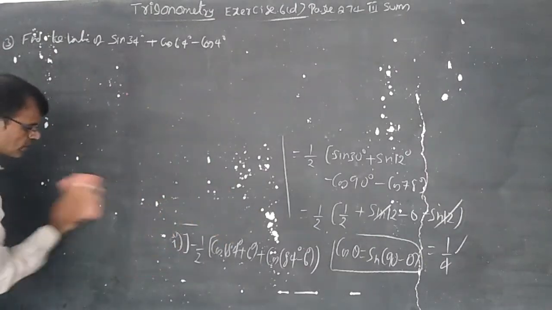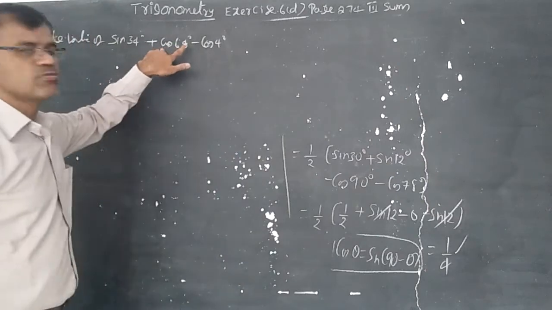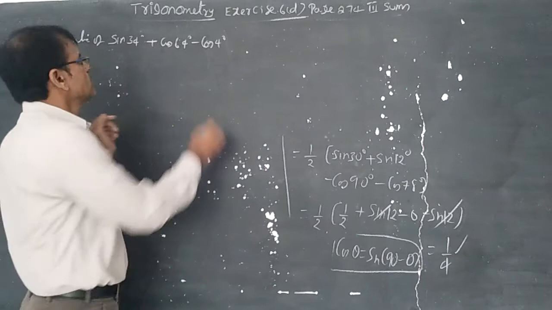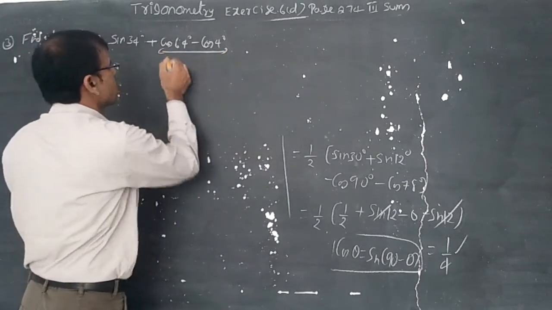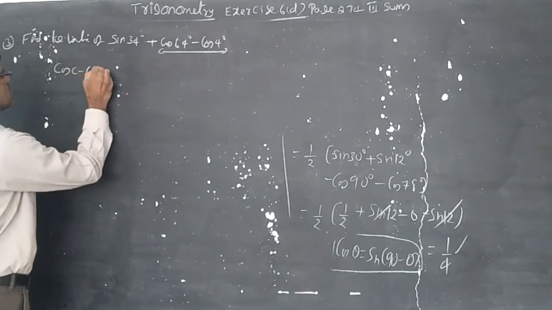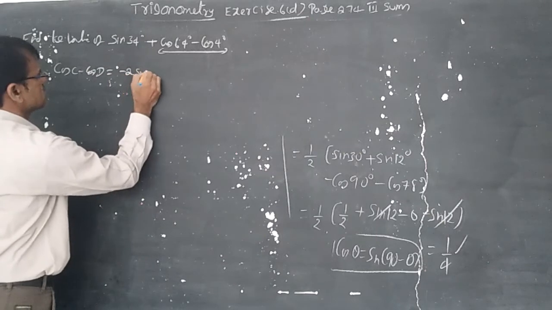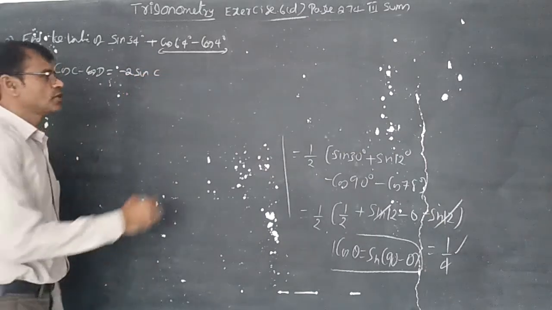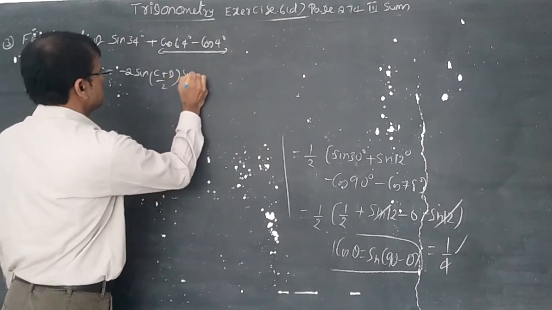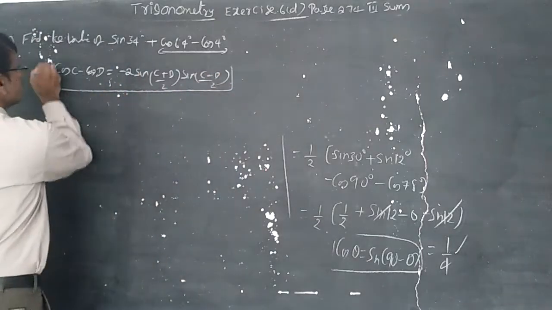We have formulae between two similar terms. There are no terms with one sine and one cos, so between two similar terms we have a formula. Using the formula cos C minus cos D, which is formula number 2, the fifth formula we discussed today: cos C minus cos D equals minus 2 sin (C plus D) by 2 into sin (C minus D) by 2.